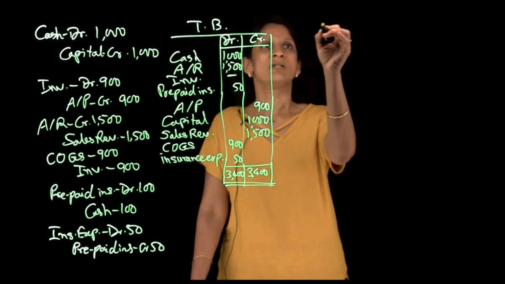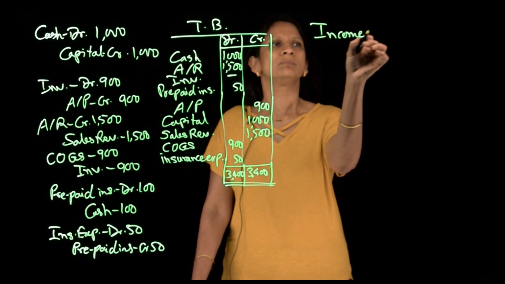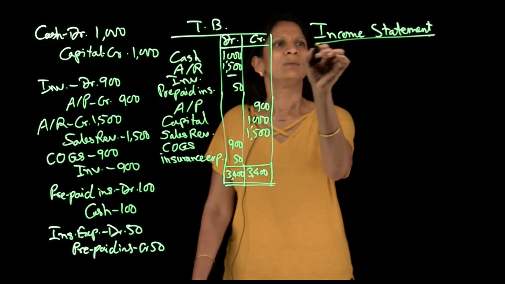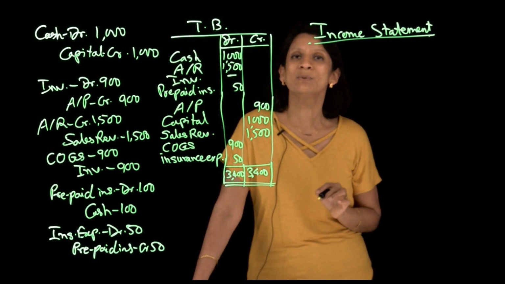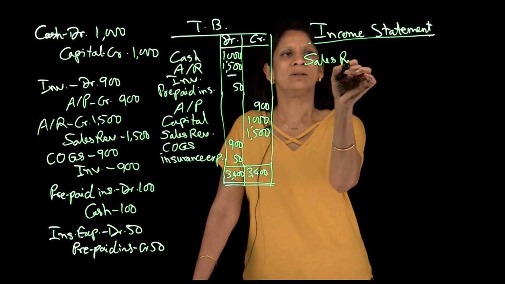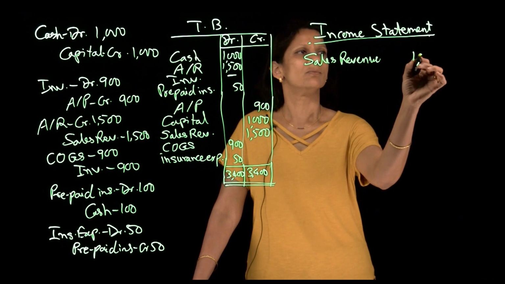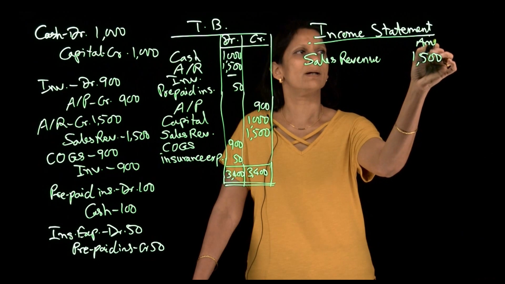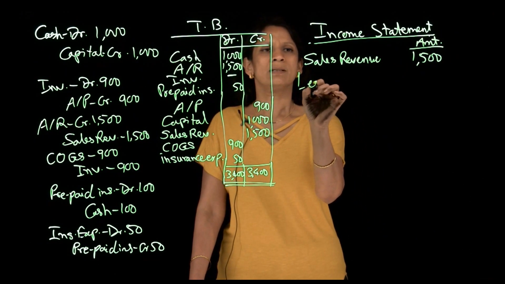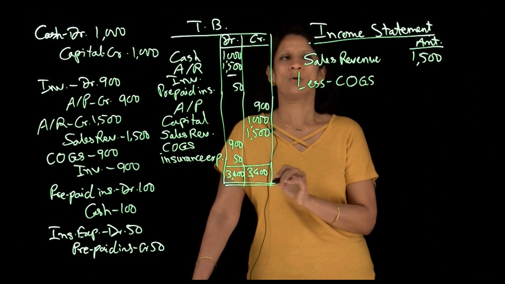So my first financial statement will be my income statement, where I will be compiling my revenues and my expenses. So what is my revenue here? Sales revenue. How much did I sell? It is 1,500. These are my amounts. Now while selling that, I had already incurred cost of goods sold. What was that cost of goods sold?